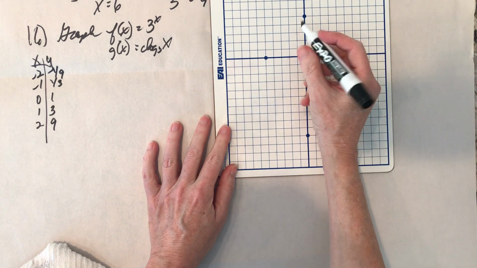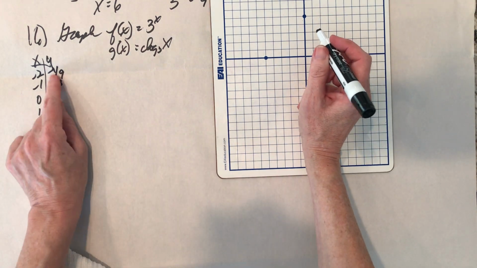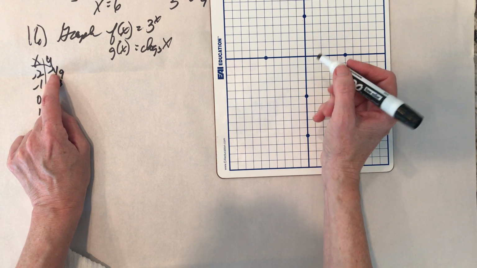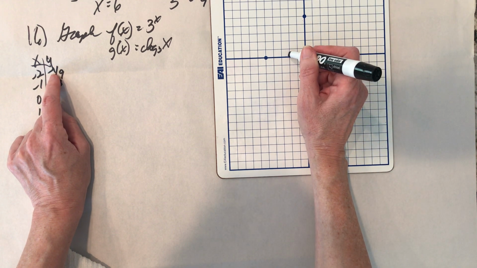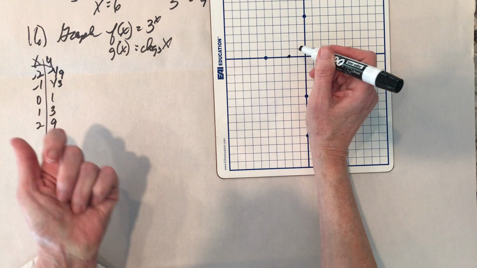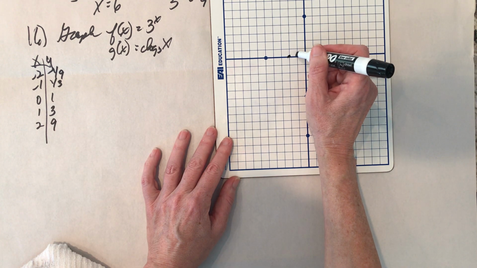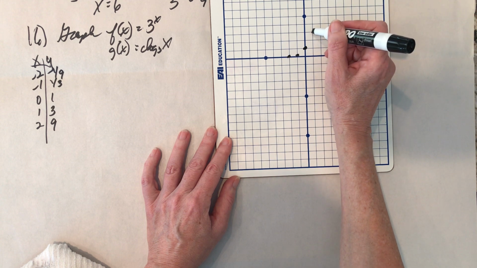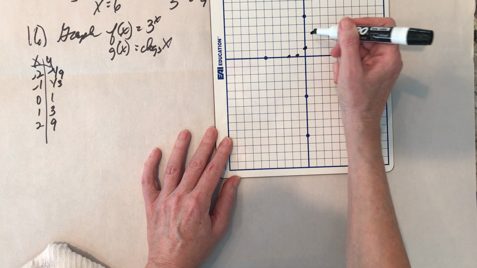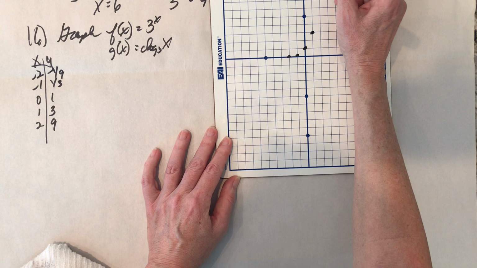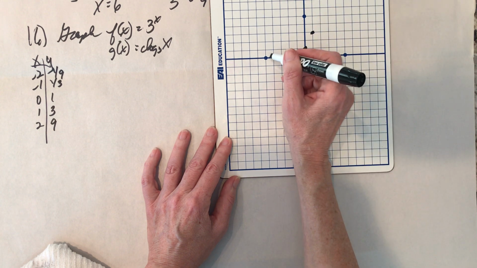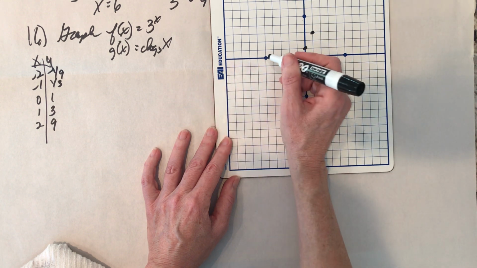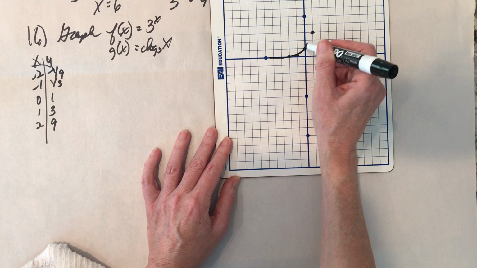Got negative 2, 1/9. That is not a negative, it's just the tail of the y. So negative 2, 1/9. Negative 1, 1/3. 0, 1. 1, 3, and 2, 9. Got this horizontal asymptote. We're not going beyond the x-axis.